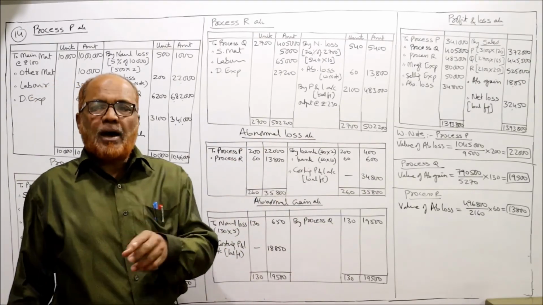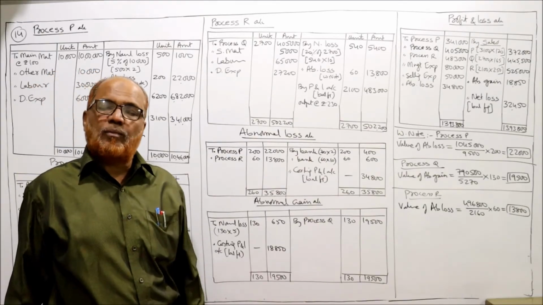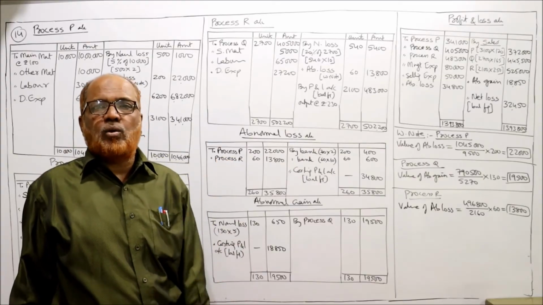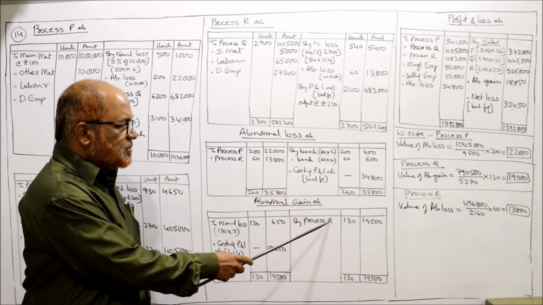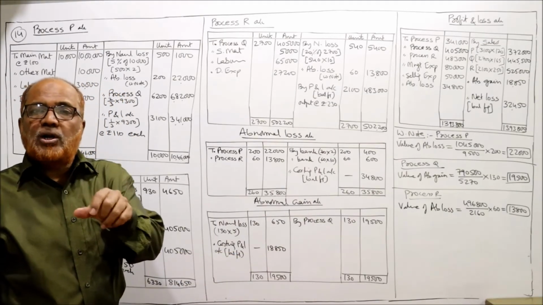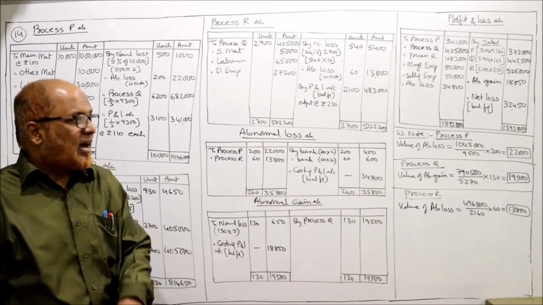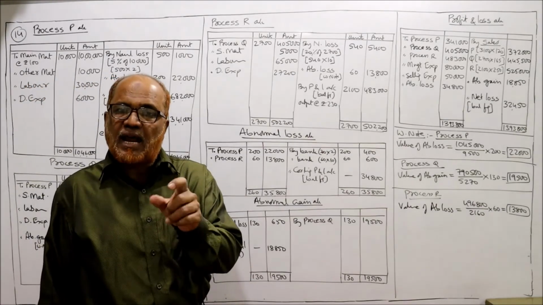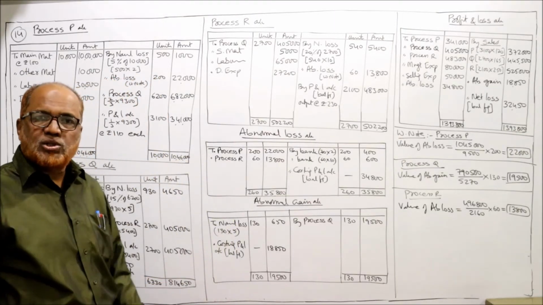Abnormal gain will arise when the actual loss is less than normal loss. हम जो एक्सपेक्ट करे थे उससे कम लॉस अगर हो गया तो abnormal gain. तो abnormal gain कौन से प्रोसेस में हुआ? Q में. तो we are not going to get the scrap value for 130 units. 130 यूनिट्स का स्क्रैप वैल्यू नहीं आएगा. तो जो नहीं आएगा उसको ट्रांसफर करेंगे नॉर्मल लॉस.